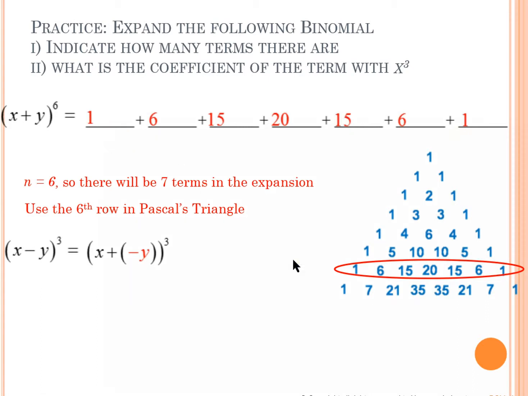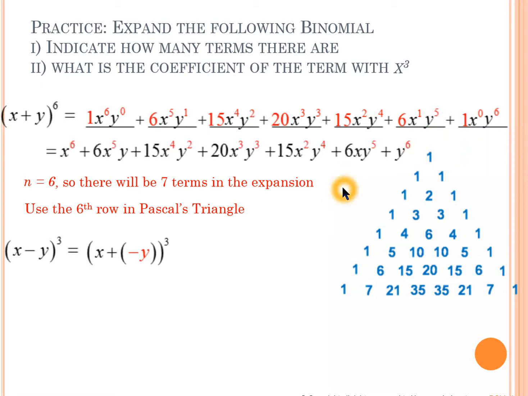Alright, so that matches the coefficients in the 6th row. Alright, now we need to find the missing x and y terms here. So if this is 6, then the first term will be x to the power 6. Then we'll go x to the power 5, x to the power 4, x to the power 3, x to the power 2, x to the power 1, and x to the power 0. And also for the first term here, I need to have y to the power 0. And then my y powers will go up by 1. So y to the power 1, y to the power 2, y to the power 3, y to the power 4, 5, and 6.